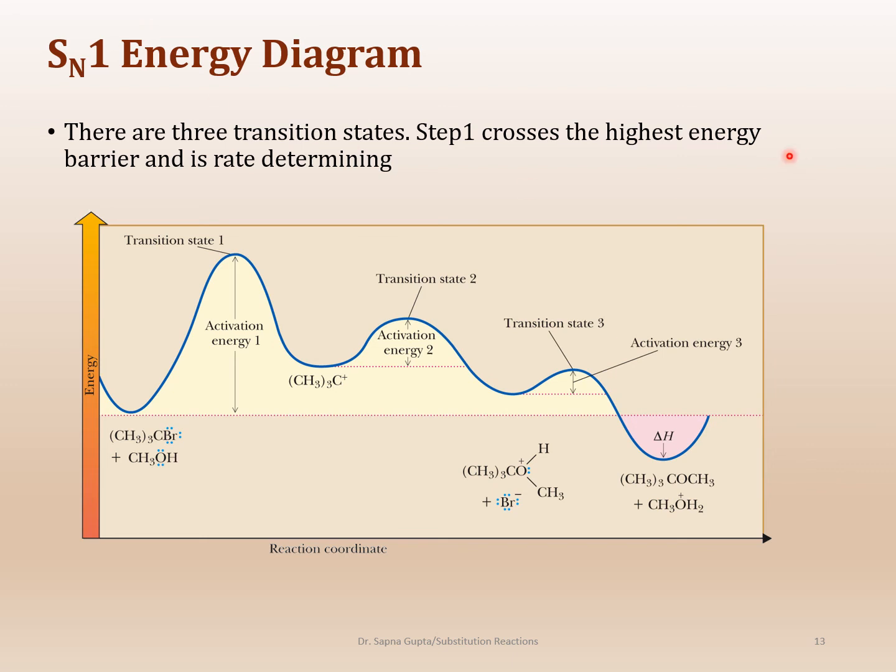So here's the energy diagram. I just explained it to you, so hopefully you will understand this a little bit better. There are 3 transition states or 2 transition states depending on what kind of nucleophile you have. So it can change. It doesn't always have to be 3. You can't memorize this.